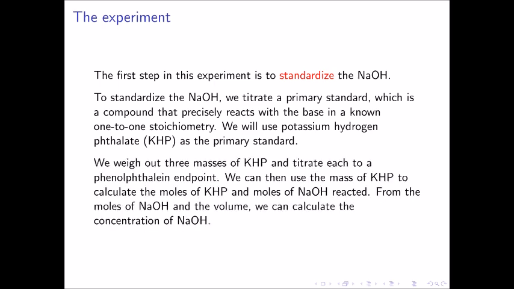To do this, we weigh out 3 masses of KHP and titrate each to a phenolphthalein endpoint. We can then use the mass of KHP and the molecular weight of KHP to calculate the number of moles, and therefore the number of moles of sodium hydroxide reacted. We can then use the volume required to reach the endpoint and the number of moles of sodium hydroxide to calculate the concentration.